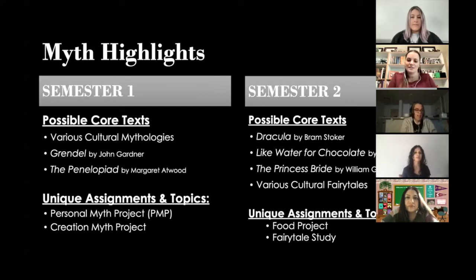So some unique assignments and topics for this semester: we do a food project with Like Water for Chocolate, and we do a fairy tale study to end up your senior year.